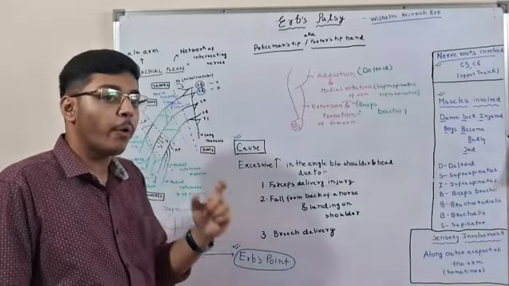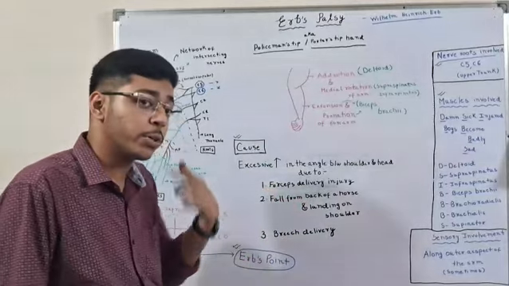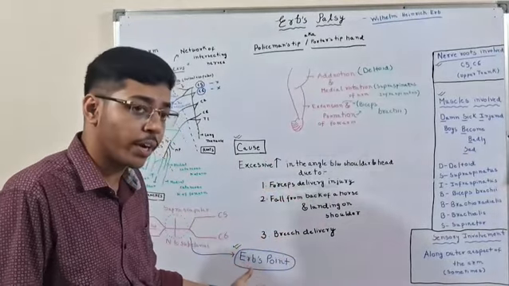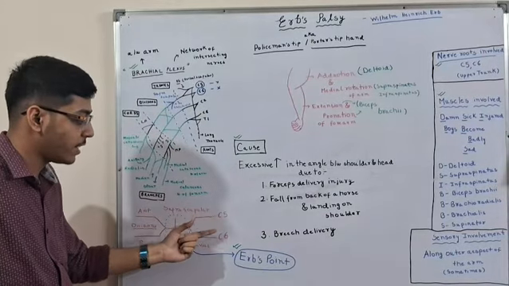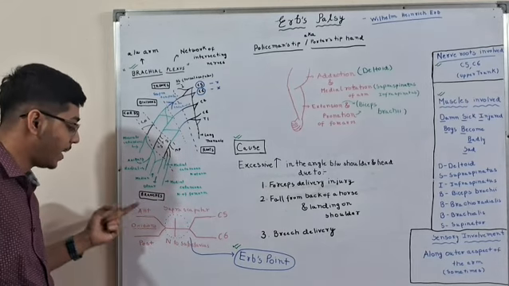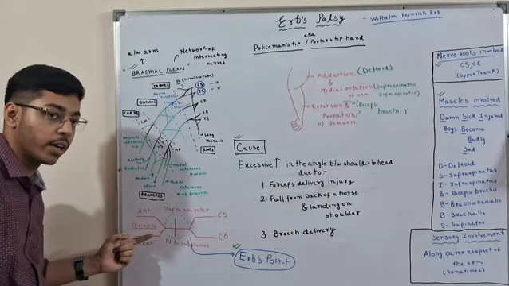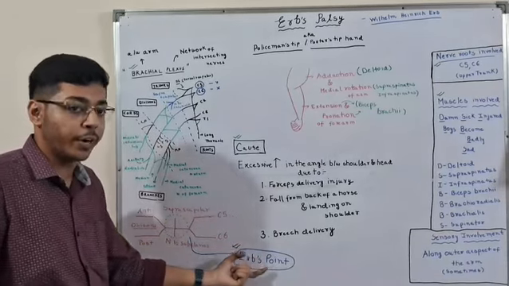Now there is another point which examiners might ask: what is Erb's point? He himself also discovered this point. Erb's point is a point where 6 nerves meet, that is C5 and C6 nerve root, suprascapular nerve, nerve to subclavius, and anterior and posterior divisions of the upper trunk. All these 6 nerves meet together at the point which is known as the Erb's point.